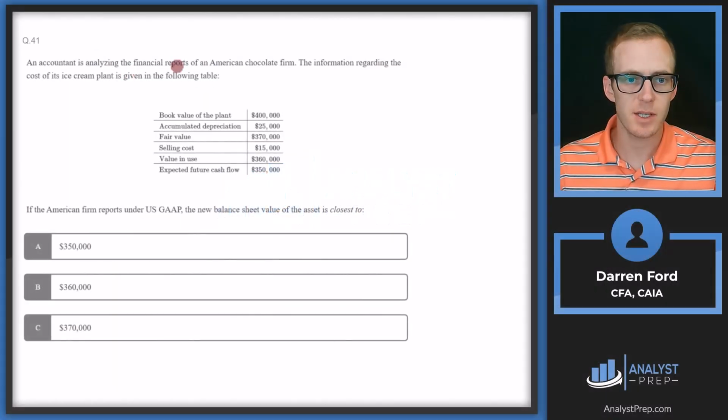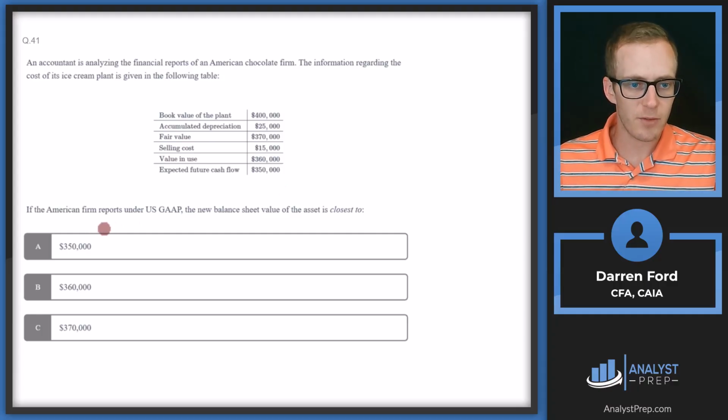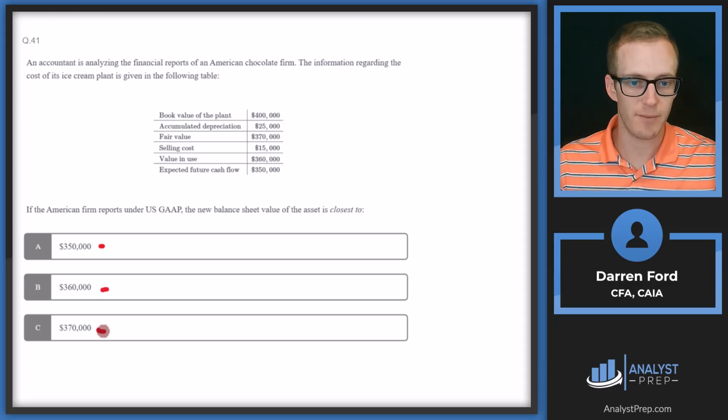An accountant is analyzing the financial reports of an American chocolate firm. The information regarding the cost of its ice cream plant is given in the following table. So we have the book value, depreciation, fair value, selling cost, value in use, and expected future cash flow. If the American firm reports under US GAAP, the new balance sheet value of the asset is closest to. So is it going to be 350, 360, or 370?